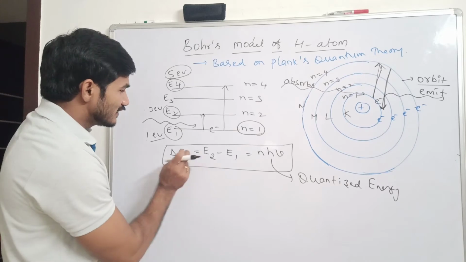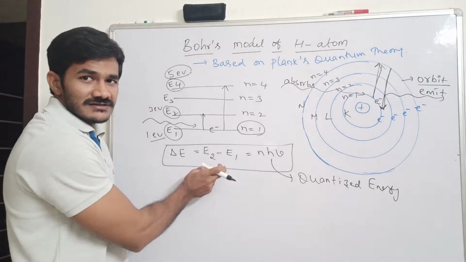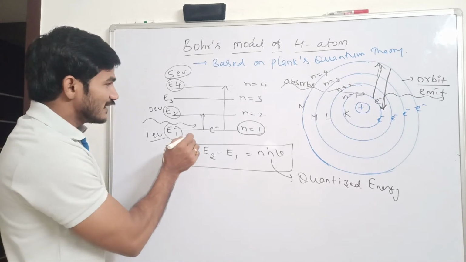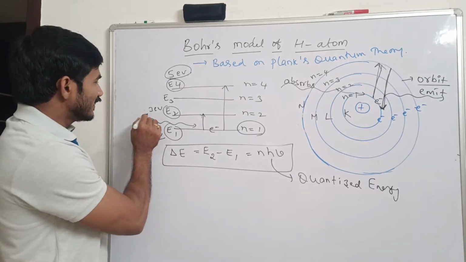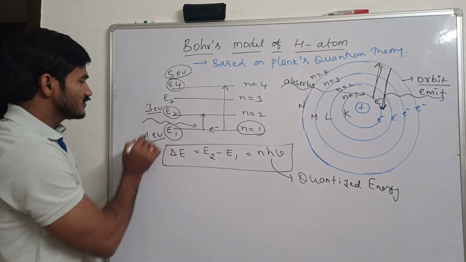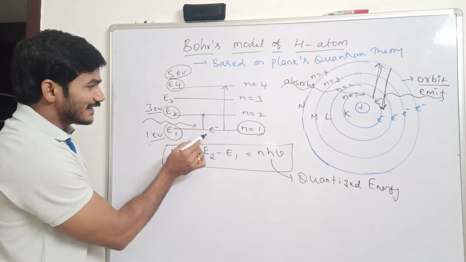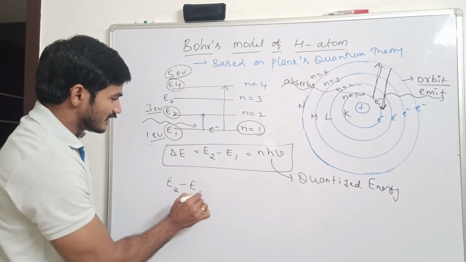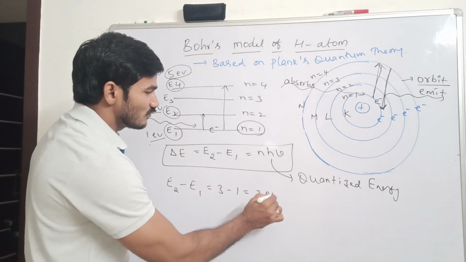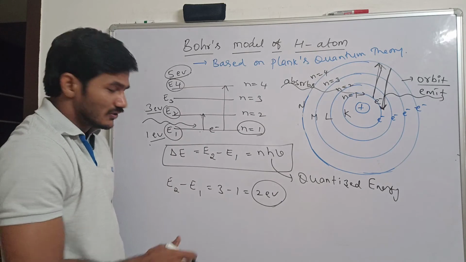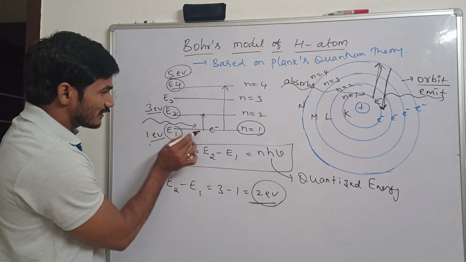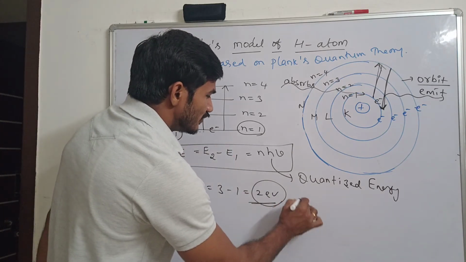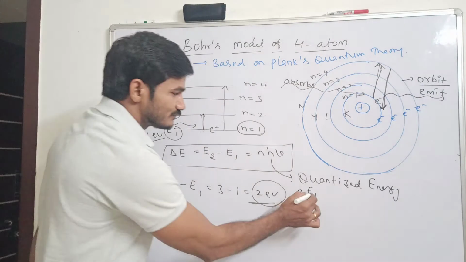So what I need to say here is that the energy difference between the energy levels will be taken as absorption or emission of energy. Suppose one level has 3 electron volts and the other has 1 electron volt. To excite the electron from the first orbit to the second orbit, I have to supply E2 minus E1, that is 3 minus 1, 2 electron volts. Let us take an example. If I supply 2 electron volts to the electron in the first orbit, it shifts from the E1 orbit to the E2 orbit.